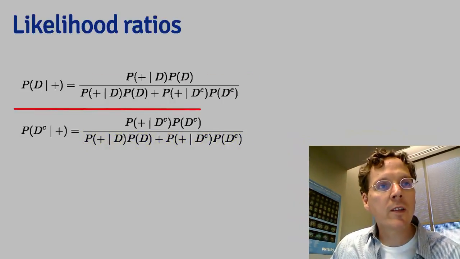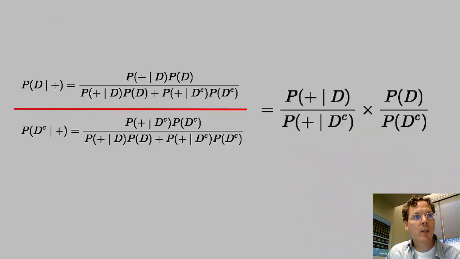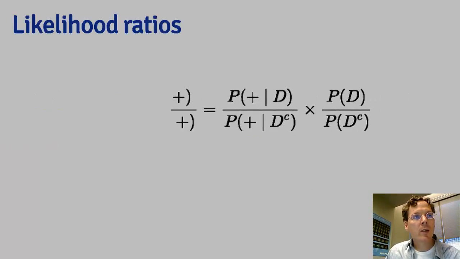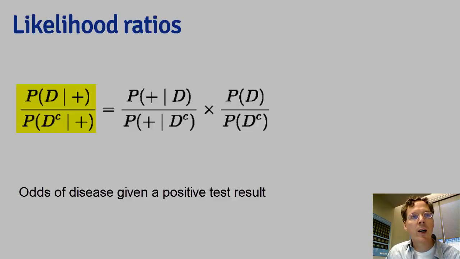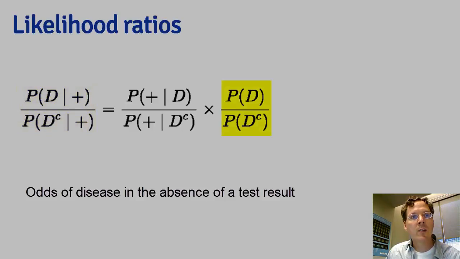Notice that the denominator is identical in either of the two probabilities, and the numerator changes. So if we were to divide these two equations, we get the following. The probability of disease given a positive test result divided by the probability of not having the disease given a positive test result. Whenever you take a probability and divide it by 1 minus that probability, you get the so-called odds. So here on the leftmost side, we have the odds of disease given a positive test result, and on the rightmost side, we have the odds of disease in the absence of the test result.